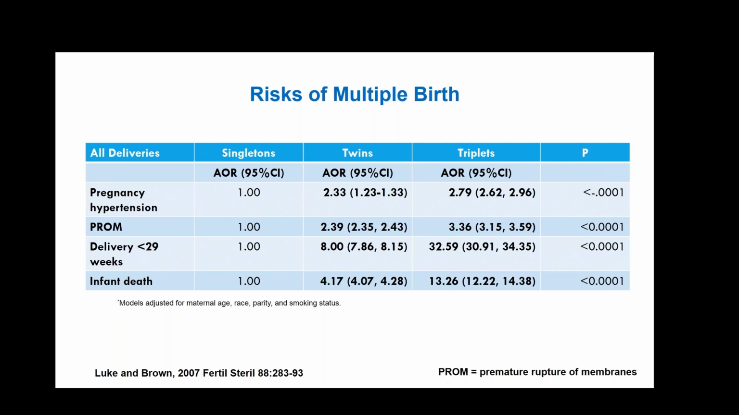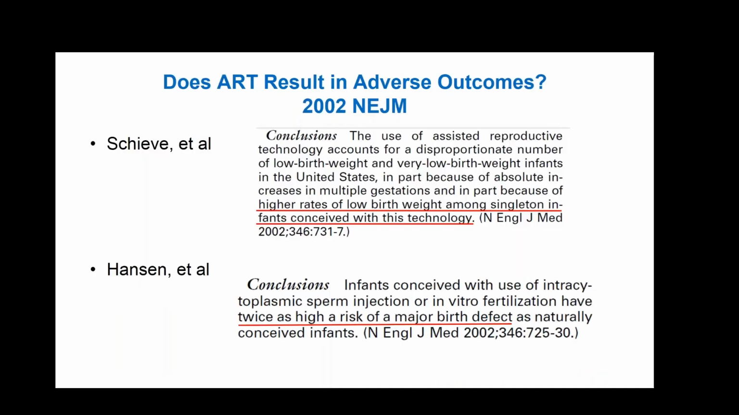But what about singletons? For a long time, we assumed that singleton ART babies had the same perinatal risks as singleton babies from spontaneous conception. However, in 2002, 2 articles came out in the New England Journal of Medicine that caused us to rethink this assumption. The first was an article from the U.S. written by Schieve and co-investigators at the Centers for Disease Control and Prevention. This article found that while much of the higher rate of low birth weight babies from ART could indeed be attributable to multiple gestation, there were also higher rates of low birth weight among singleton infants conceived with this technology.